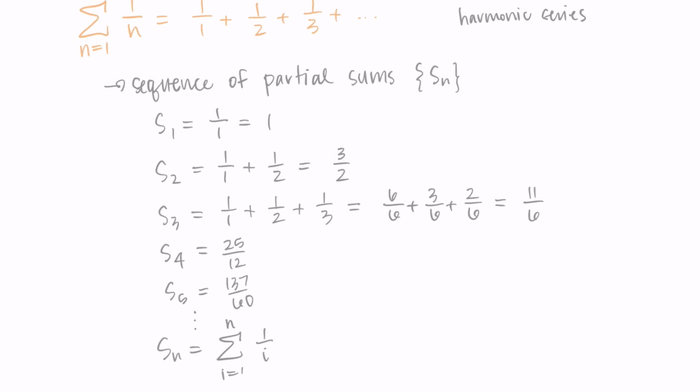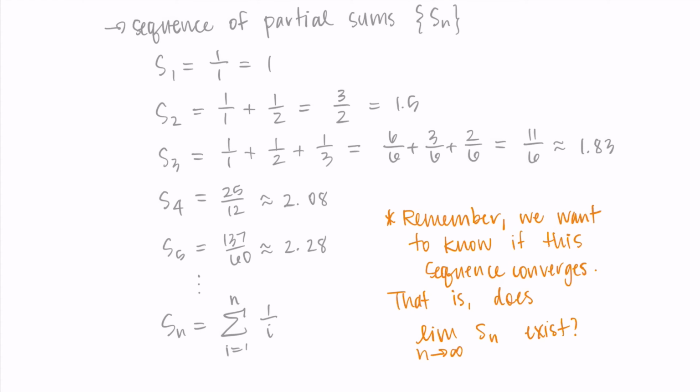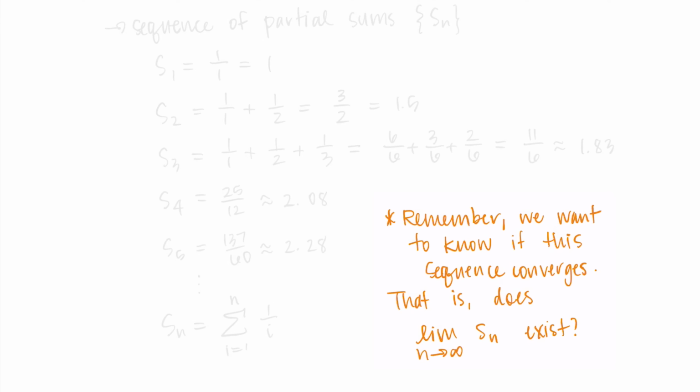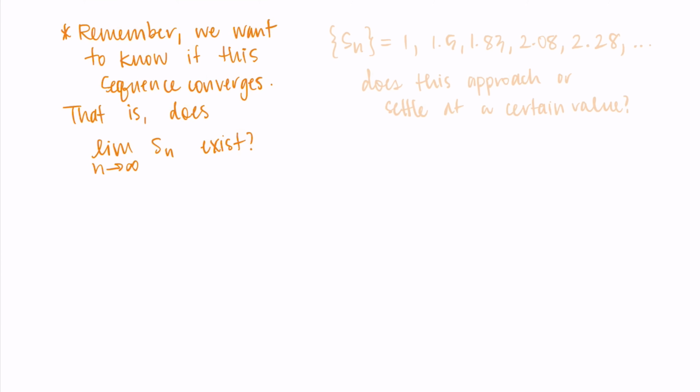Okay, so it's hard to see what's happening to these values over time. Let's write them as decimals so maybe they look like something more understandable. So I have 1, 1.5, 1.83, 2.08, and 2.28. Remember, we want to know if this sequence converges. So we're looking at these values and we want to know if they converge. Does the limit as n approaches infinity of the nth partial sums exist?